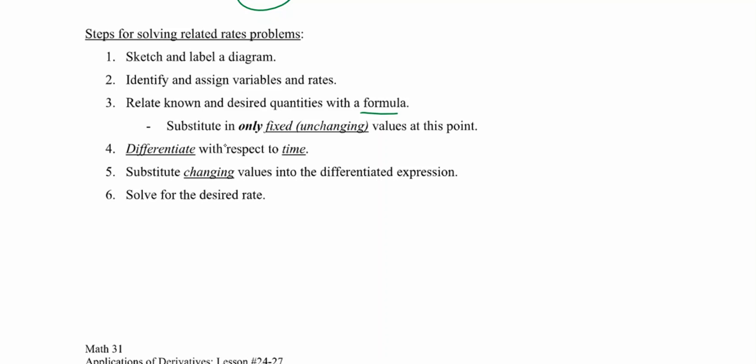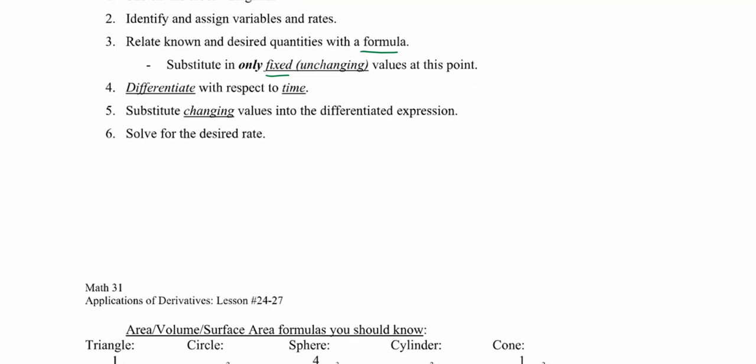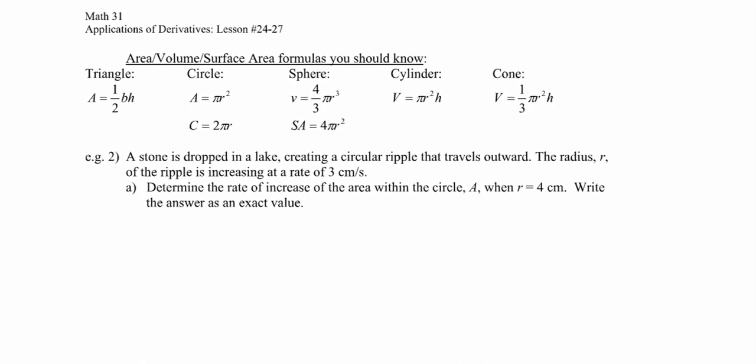And then substitute in only fixed or unchanging values. And I'll show you what I mean a little bit lower. We can only substitute in fixed values because sometimes the radius will be changing over time, right? I can't plug it in yet. I'll show you what I mean. And then differentiate with respect to time, and then substitute changing values into the differentiated expression. And then solve for the desired rate. So here's a bunch of formulas that we're going to be using in this unit, right? All the standard area and volume formulas for common shapes.